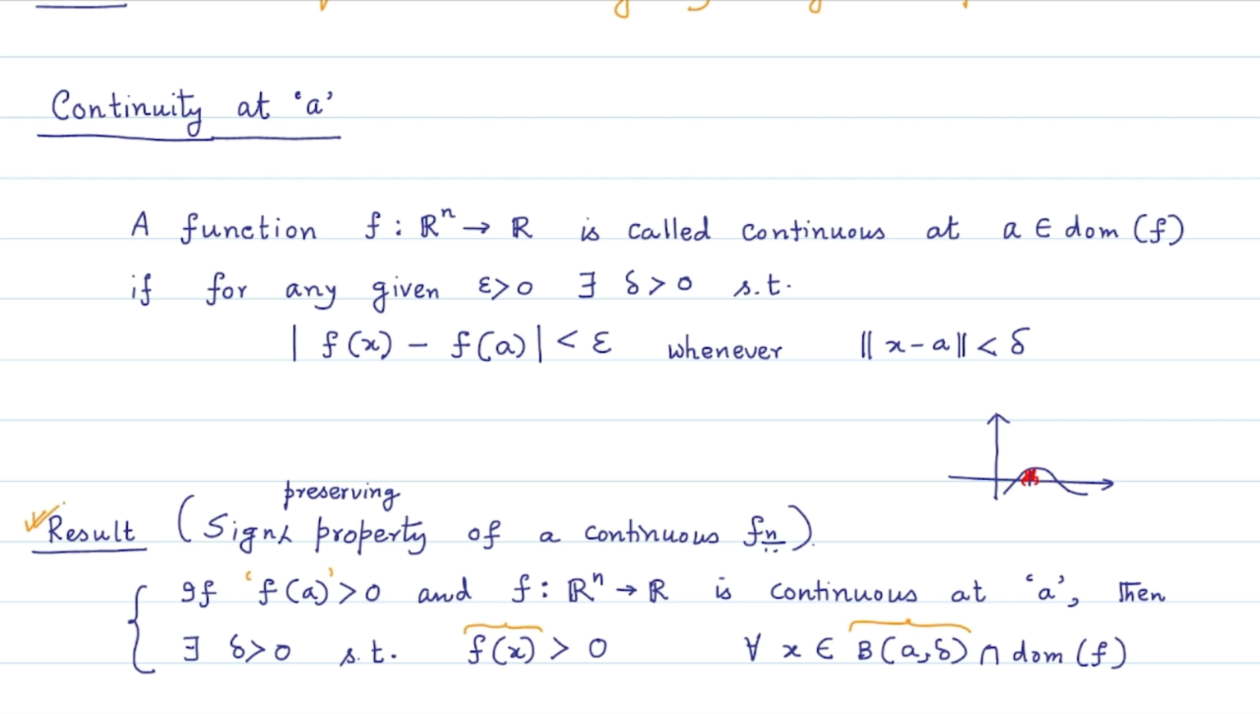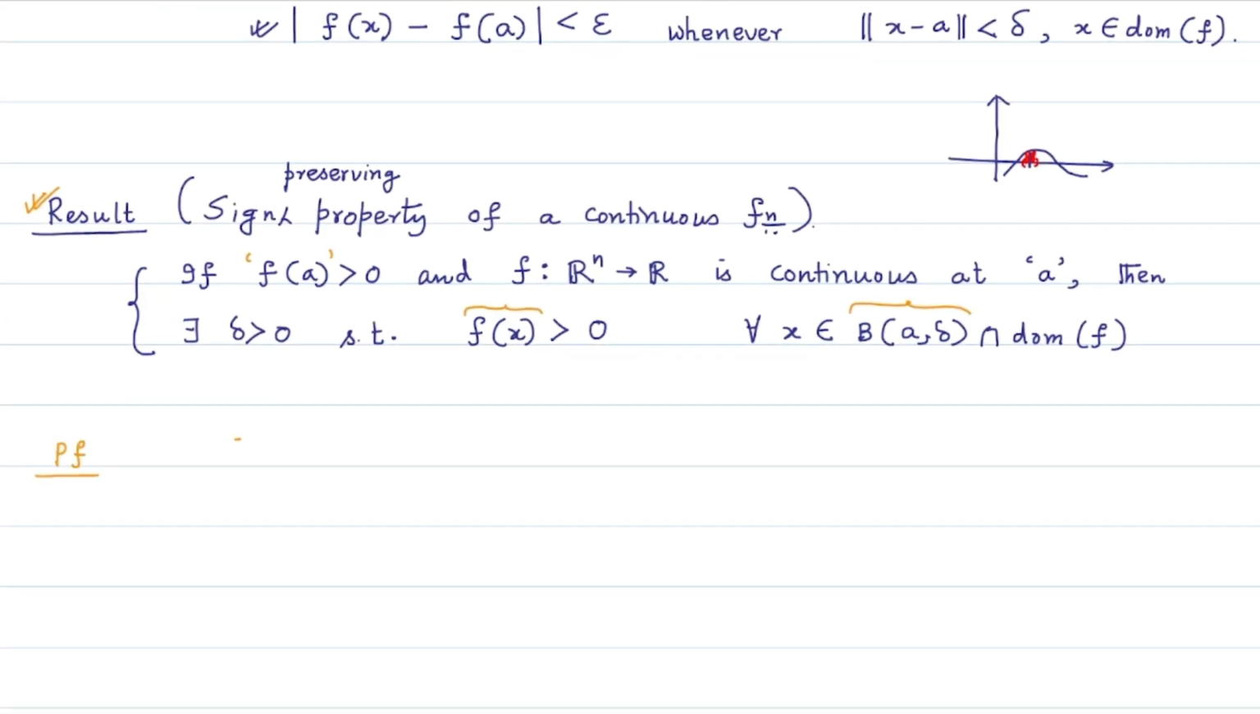This result is very simple to prove. It is really immediate from this inequality defining continuity at the point a. From this inequality defining continuity at a, if we choose epsilon to be, say, half of f(a) or modulus f(a), then we see that f(x) is lying in between f(a) minus epsilon and f(a) plus epsilon.